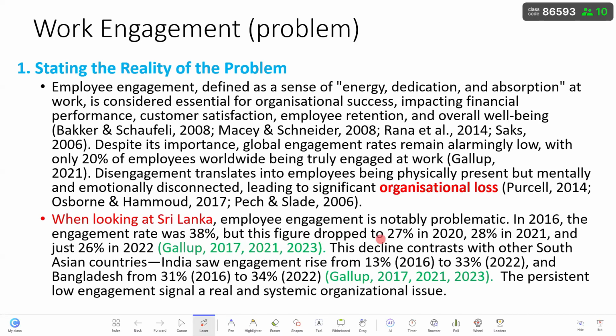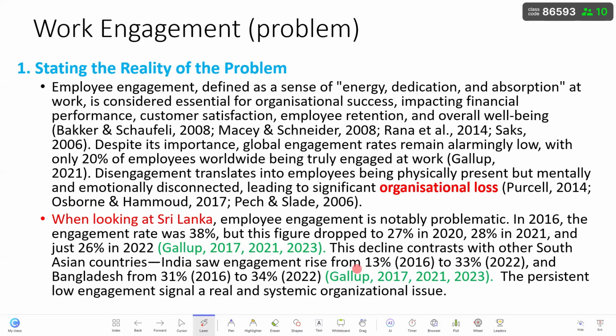But this figure dropped to 27% in 2020, 28% in 2021, and 26% in 2022, right? Which means that we have a decreasing trend. That is again a problem according to the Gallup International 2017, 2021, and 2023 reports, right? So this is real evidence. This decline contrasts with other South Asian countries.